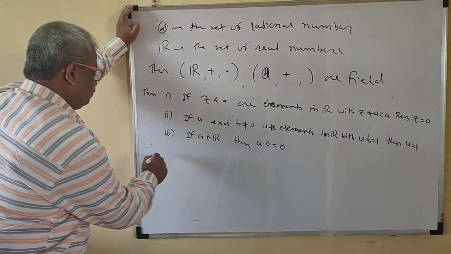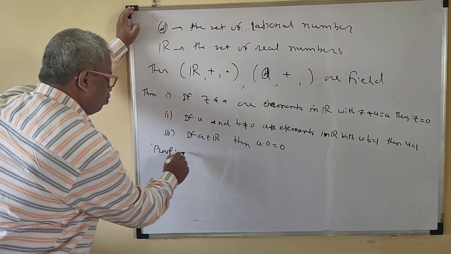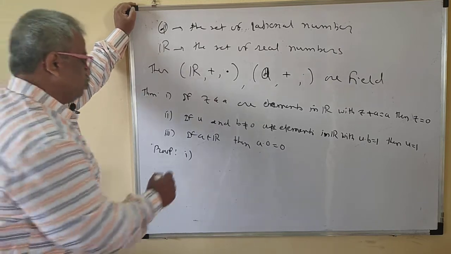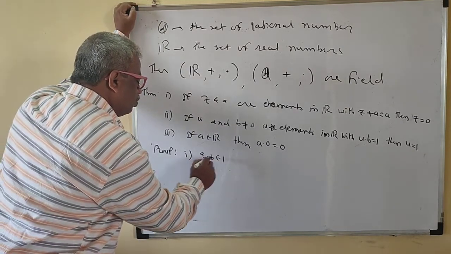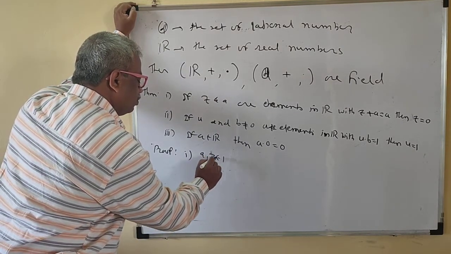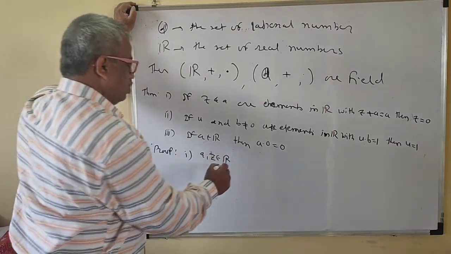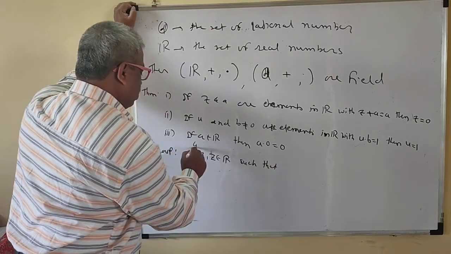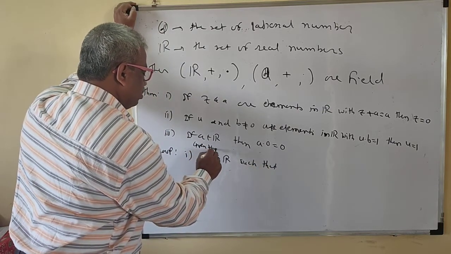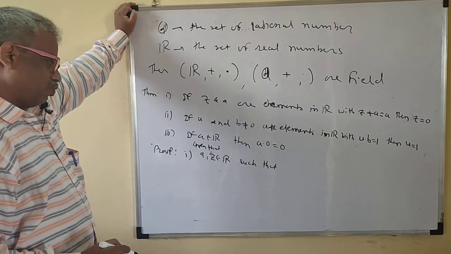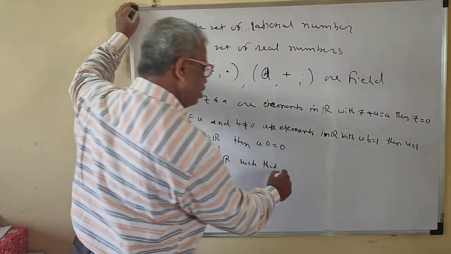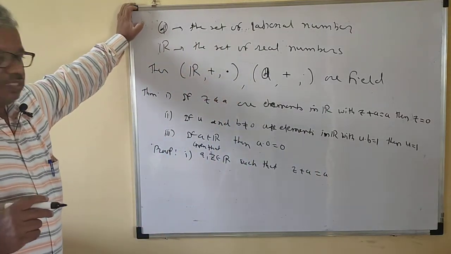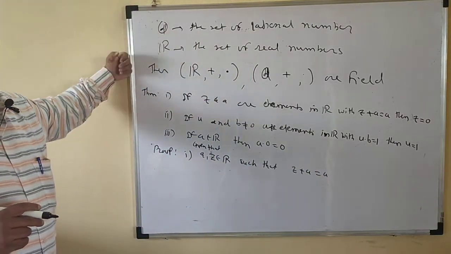So, prove the first one. Here, z and a are elements, so z, a belong to R, such that we write this as given. Given that z, a belong to R such that z plus a is equal to a. What we want to prove is that z is equal to 0.